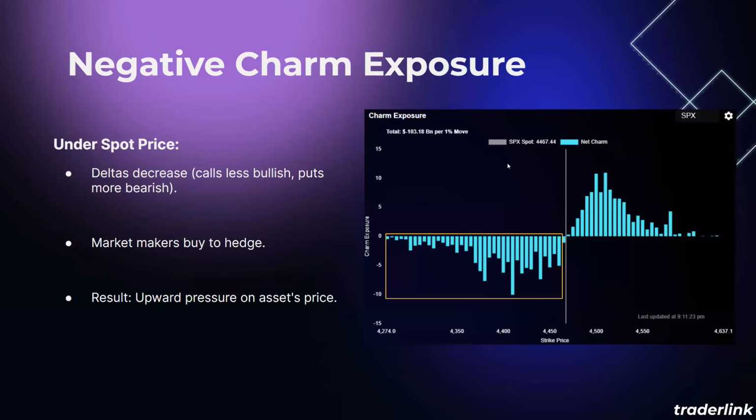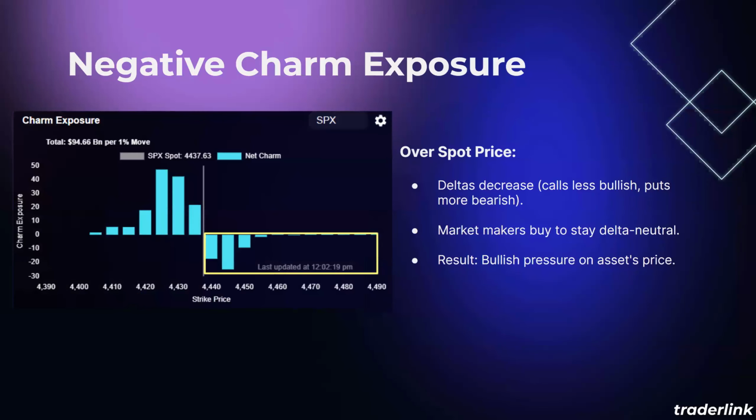Getting into negative charm exposure over spot price. With negative charm exposure above spot price, the deltas of these options start to decrease over time. So as the delta becomes less positive, and for put options, it becomes more negative. To remain delta neutral, market makers need to buy the underlying asset. Again, introducing more bullish pressure on the market.